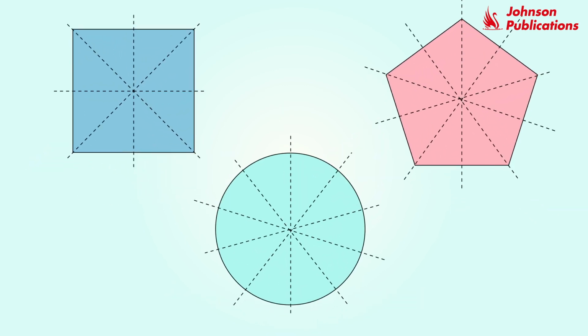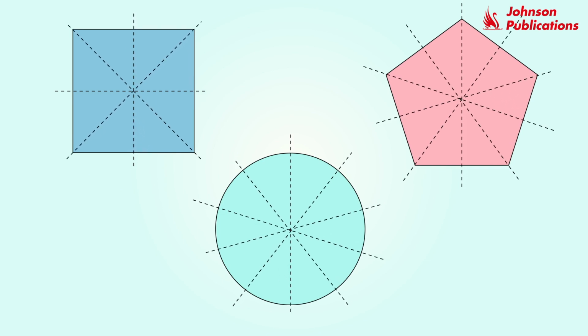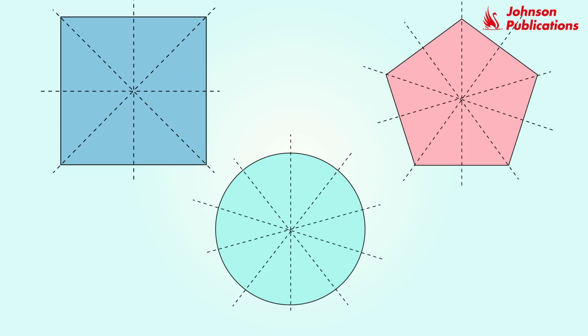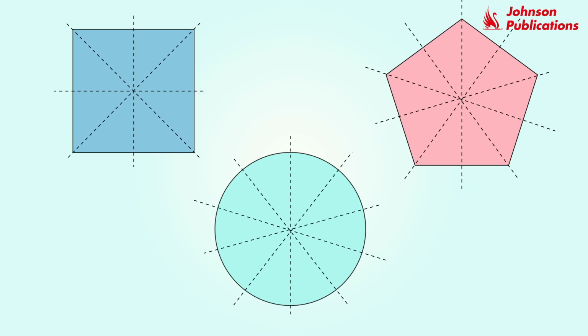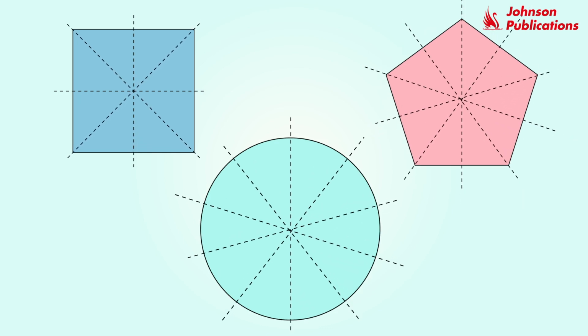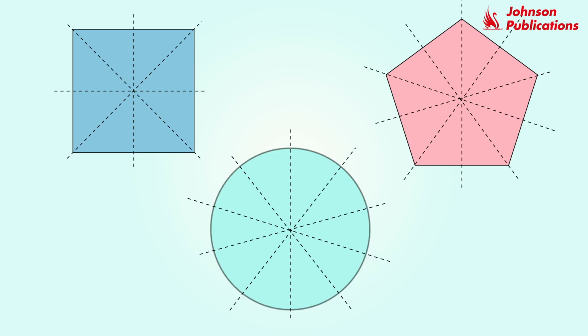There are various geometrical shapes that have multiple lines of symmetry. Look at these figures. A square can have 4 lines of symmetry. A pentagon has 5 lines of symmetry. A circle can have any number of lines of symmetry.